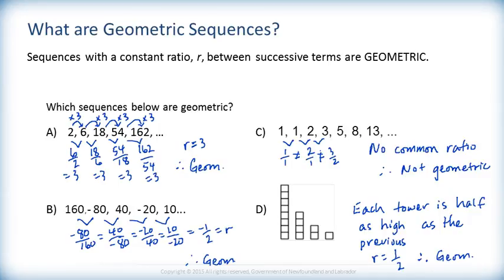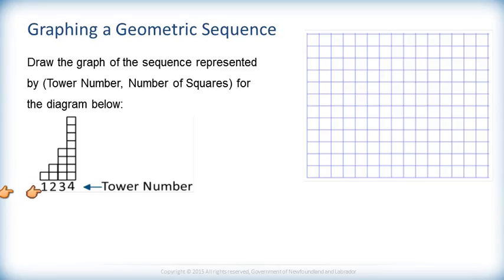An interesting side note here is that if we connect the corners of the tops of the towers like so, we get a nice curved graph. That tells us something about the shape of the graph of a geometric sequence. In this diagram we have tower number 1, 2, 3, 4 and the number of squares in each tower.